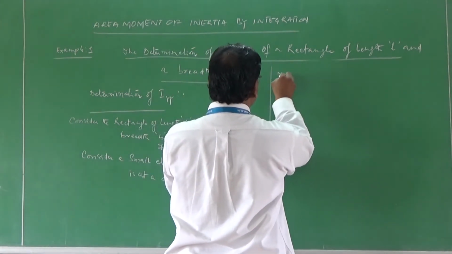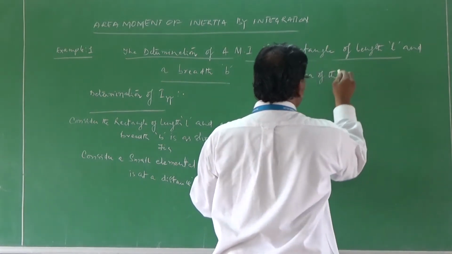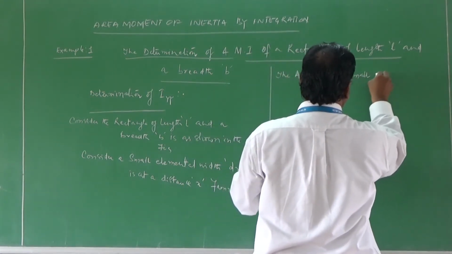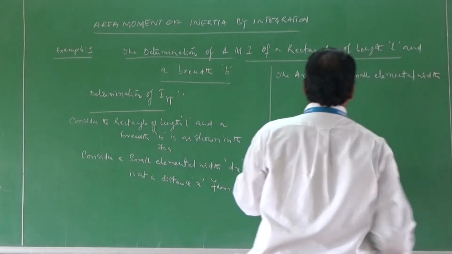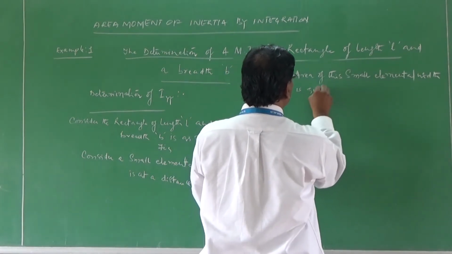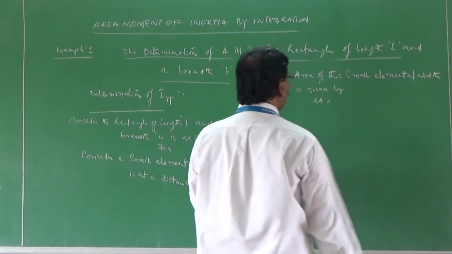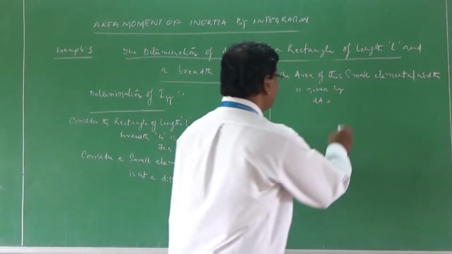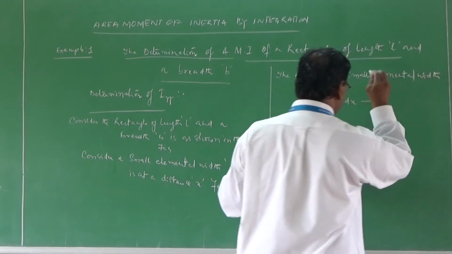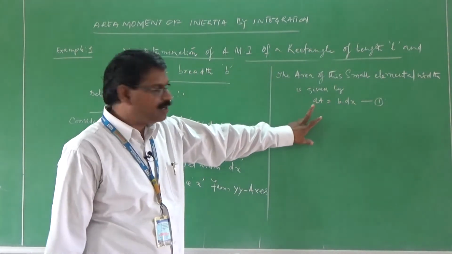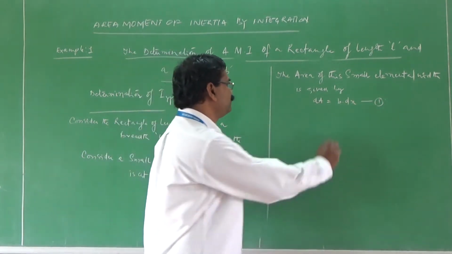The area of this small elemental width is given by dA is equal to B dx. I can call it equation 1. Now, utilizing this area of this small element dA, again we need to find the area moment of inertia with respect to y direction. Let us see.